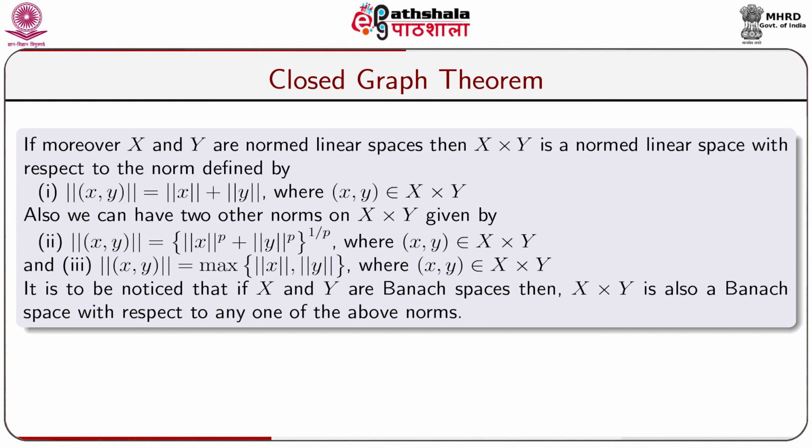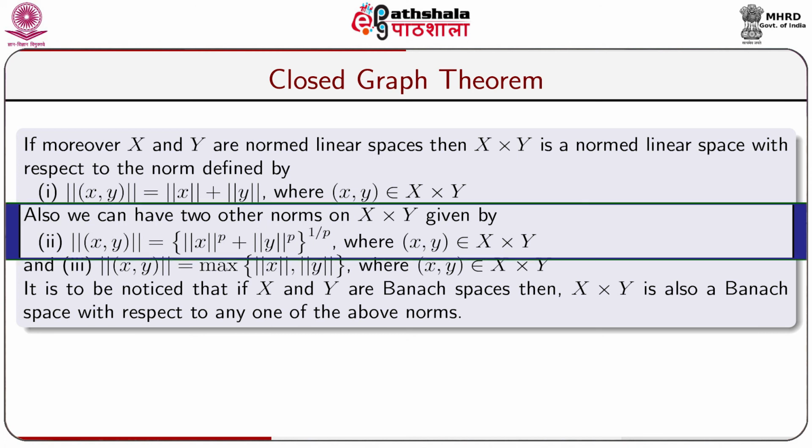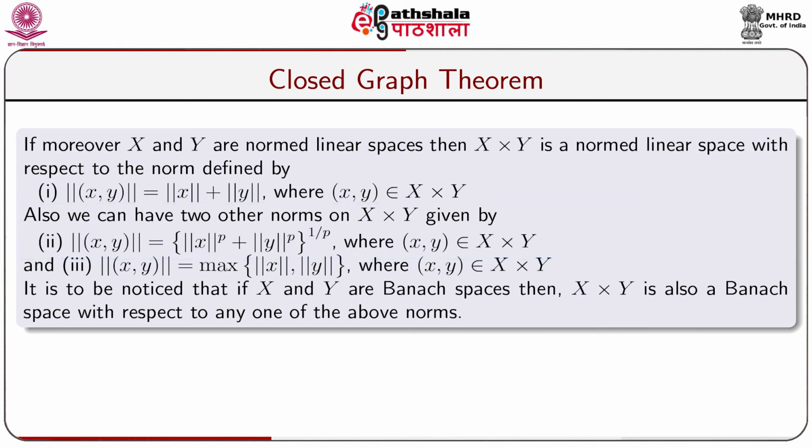If moreover X and Y are normed linear spaces, then X cross Y is again a normed linear space with respect to the norm defined by number 1, norm of (x, y) is equal to norm x plus norm y, where (x, y) belongs to X cross Y. Also, we can have two other norms on X cross Y: number 2, norm of (x, y) is equal to (norm x to the power p plus norm y to the power p) whole to the power 1 by p, where (x, y) belongs to X cross Y; and number 3, norm of (x, y) is equal to the max of the set norm x, norm y, where the pair (x, y) belongs to X cross Y.